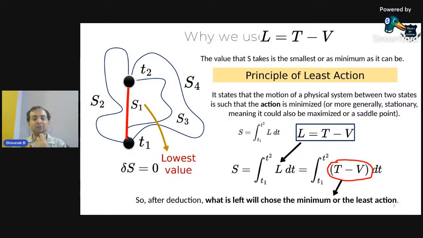So S equals the integral from T1 to T2 of L dt. As soon as we substitute L, that is T minus V, we get the integral of T minus V dt. So what we do is that after deduction of kinetic and potential energy, what is left is actually the principle of least action. This is why it shows T minus V. I will give you further examples which are going to make this analogy clear.